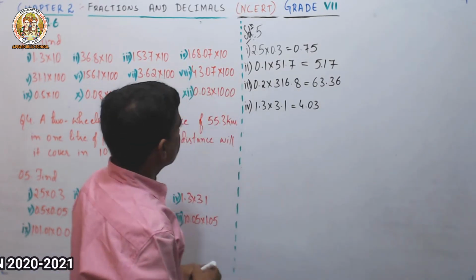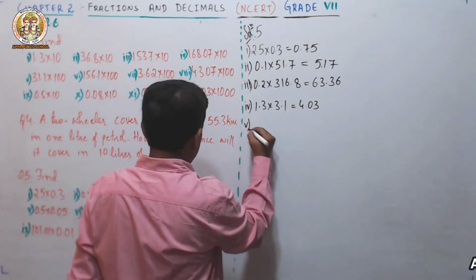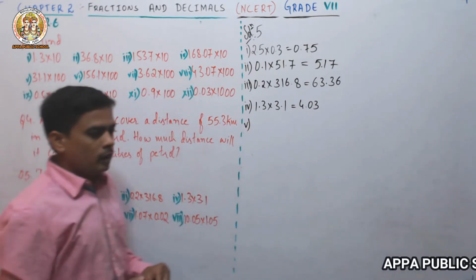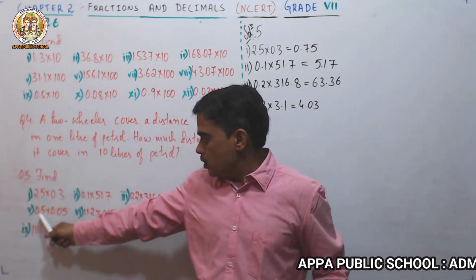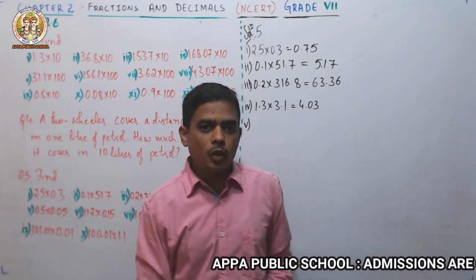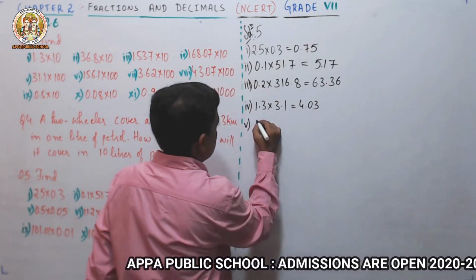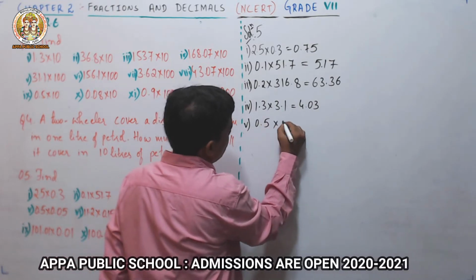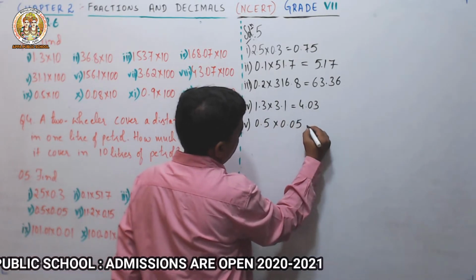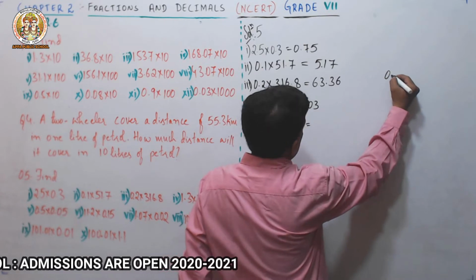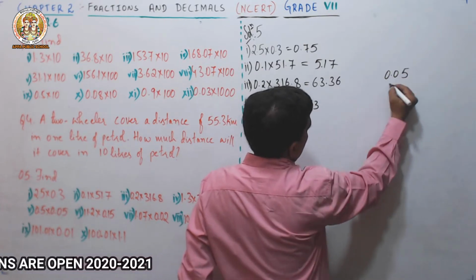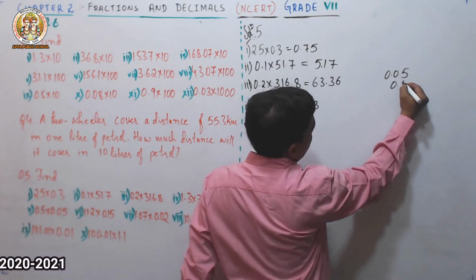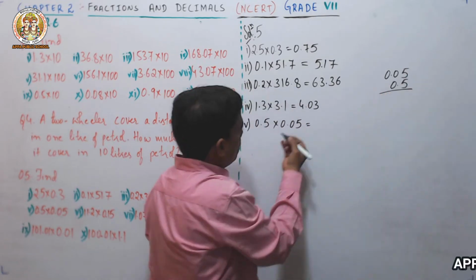Next, fifth bit. See what is the fifth bit? The fifth bit question is 0.5 into 0.05. How much will it be? So what I will do? 0.05 into 0.5. So once again, if you know two table, you can write it directly.